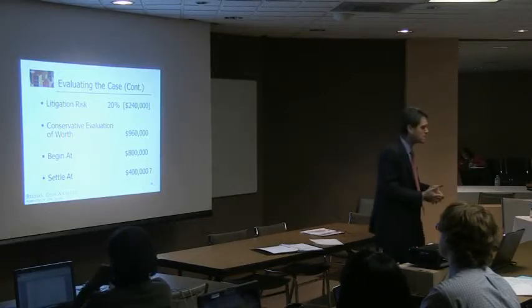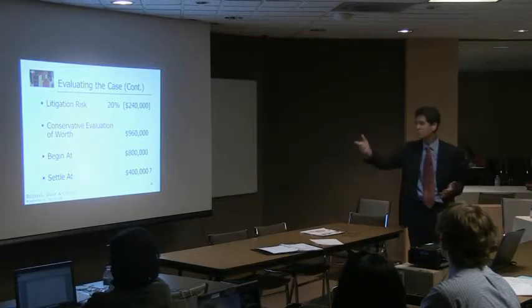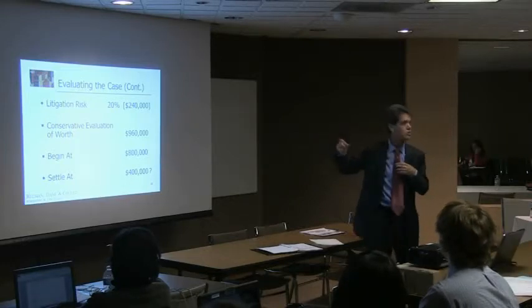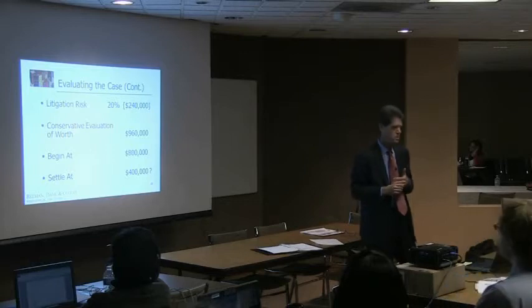So garden variety case, and someone says to me, how do you settle the case at 400,000? How did you come to that number? This is basically the logic that I would go through. You can put new numbers in here at any point, but the logic that I run through is the same.